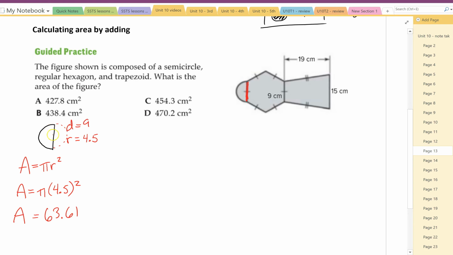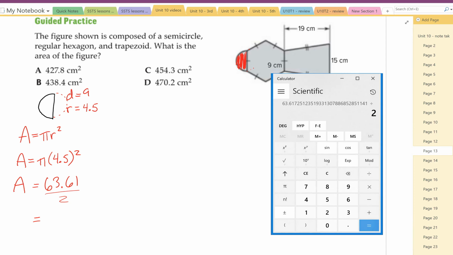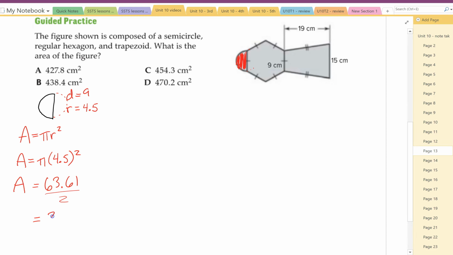But as you can see, I only have half of the circle. So I'm going to divide this by 2, cutting it into 2 equal parts, because I don't want to continue the circle out since I don't have the whole circle. I just want to know half of it. So I divide that by 2 and I get 31.8. So that's one of the areas I had to find.